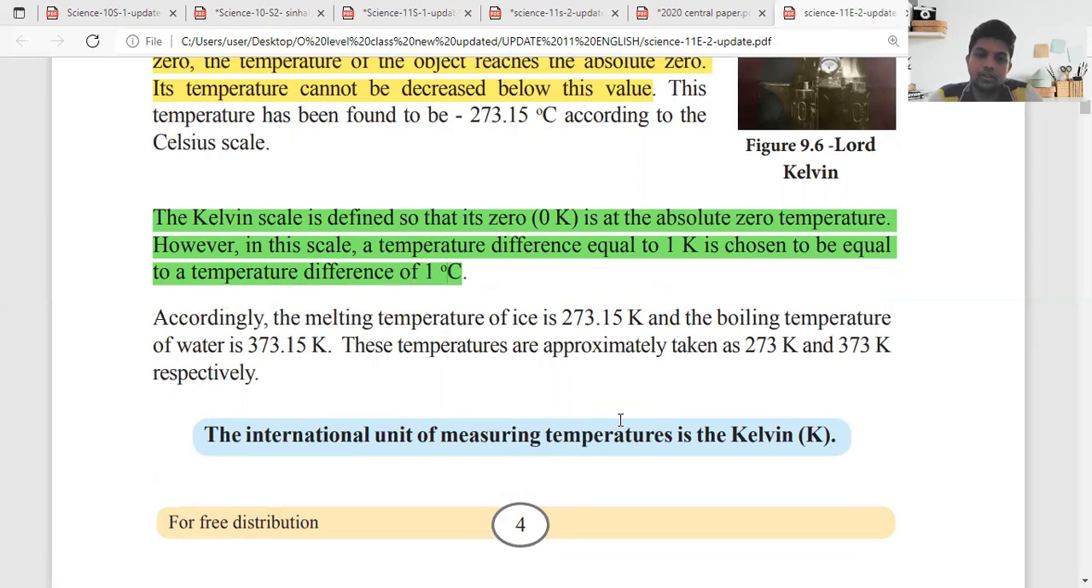Then write down the next point. Next point: the Kelvin scale. Write down my definition. I'll give you a minute.